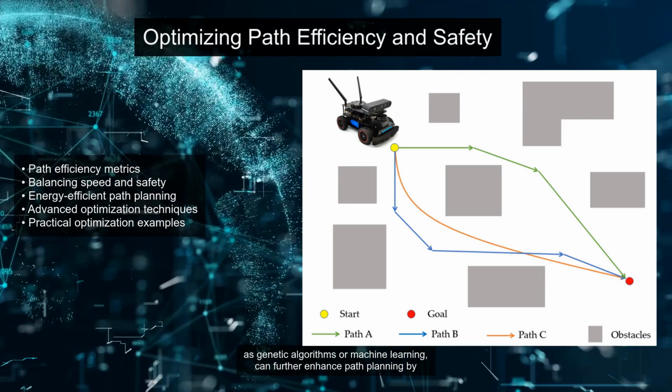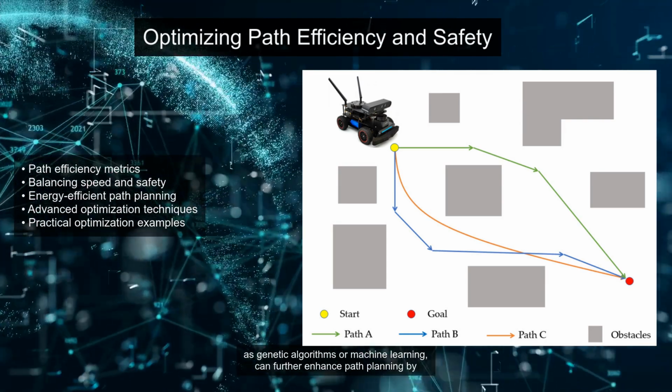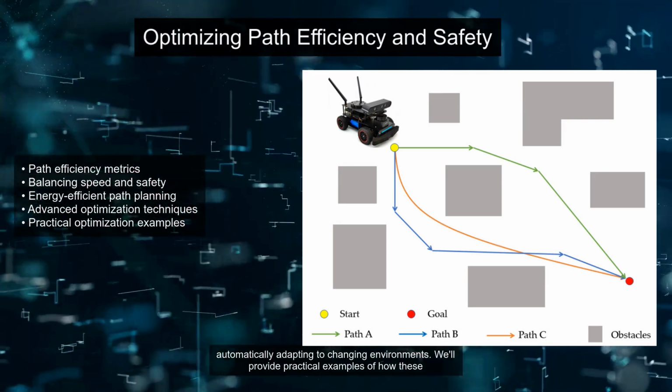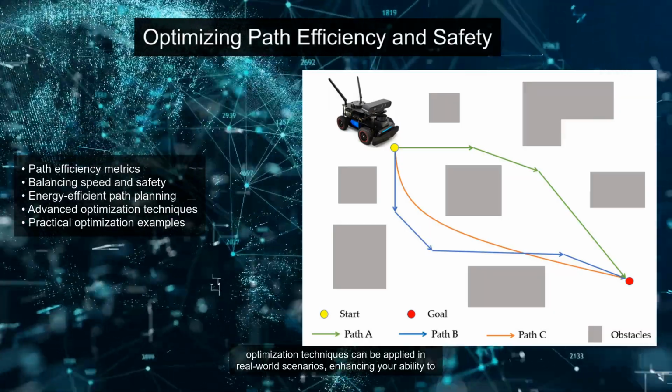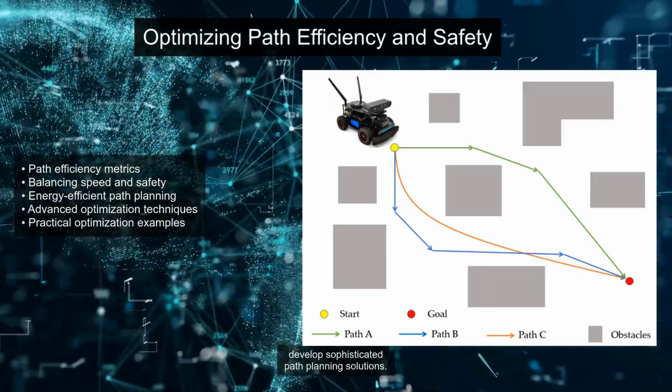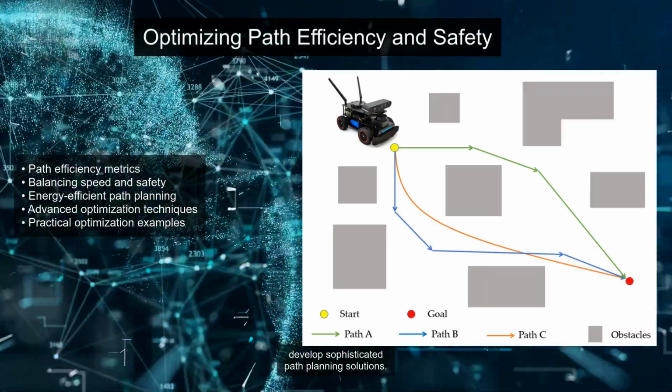Advanced optimization techniques, such as genetic algorithms or machine learning, can further enhance path planning by automatically adapting to changing environments. We'll provide practical examples of how these optimization techniques can be applied in real-world scenarios, enhancing your ability to develop sophisticated path planning solutions.